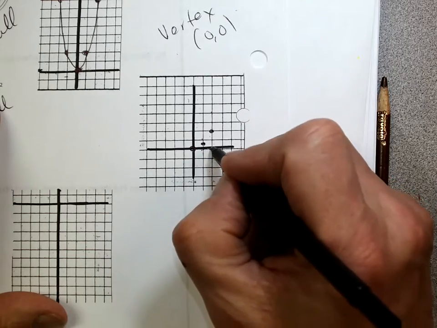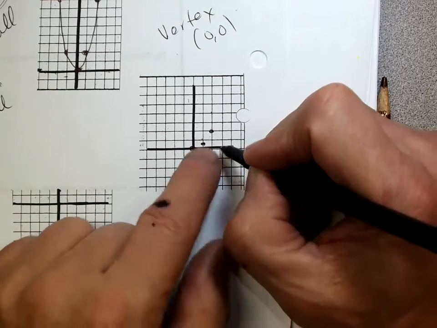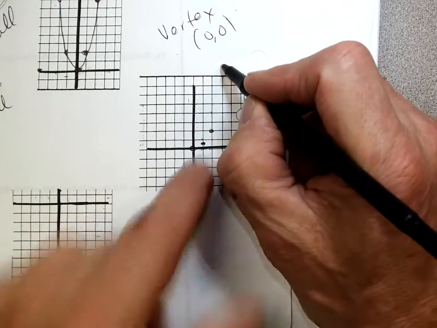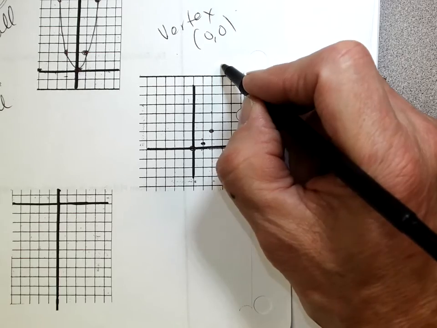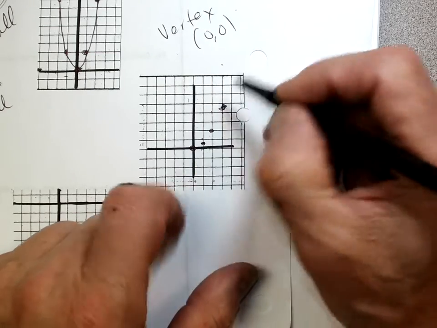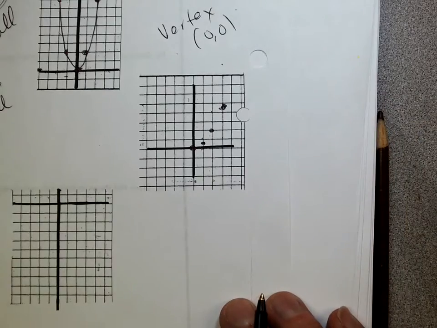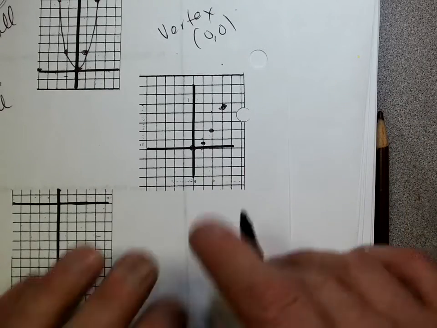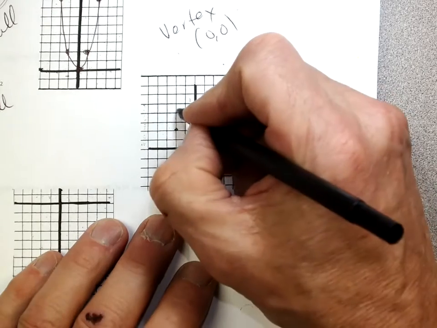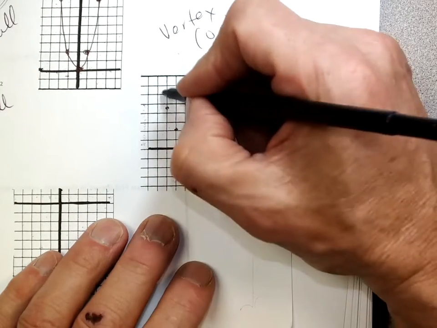Okay? 1, 2, 3. 3 squared is 9, right? So I'd go 1, 2, 3, 4, 5, 6, 7, 8, 9. But I don't want to go to 9. I want to go half as tall, which is really 4.5. 1, 2, 3, 4.5. Okay? Now the nice thing about a parabola is it's symmetrical, right? So I know the other points have to be here, here, and right there.